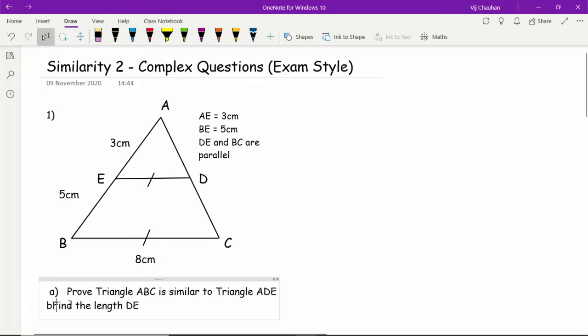Now with regards to getting started with this particular question, the first thing we need to do is prove that triangle ABC is similar to triangle ADE. You should be able to spot that you've got two triangles. Let me identify what those two triangles are: one triangle I'm going to highlight in green, and the other triangle, let's go for a contrasting colour, blue, is this outside triangle.